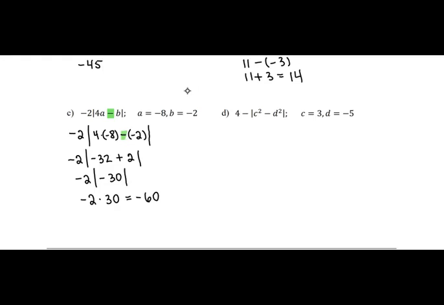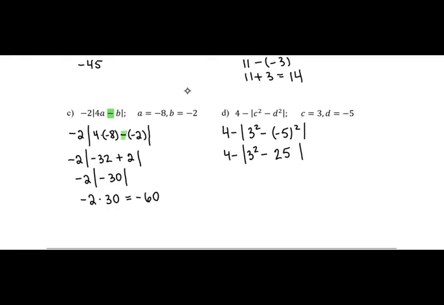And the last one, part D, we have 4 minus, and inside the absolute value brackets, we have c squared minus d squared. C is 3, d is negative 5. Let's plug everything in. 4 minus, so I have 3 squared minus negative 5 squared, all inside the absolute value brackets. I'm going to find the negative 5 squared first. Negative 5 squared means negative 5 times negative 5, which is 25.